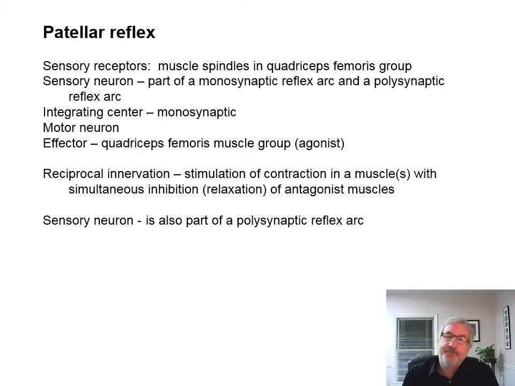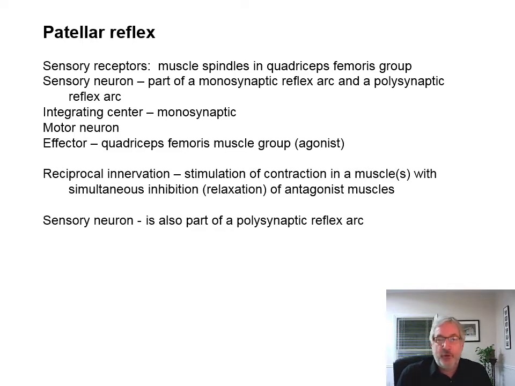Next slide. So we're going to look at the patellar reflex. The sensory receptors are muscle spindles in the quadriceps femoris, so the quads. Sensory neuron, it's a monosynaptic reflex arc and also part of a polysynaptic reflex arc. The integrating center is monosynaptic. There's a motor neuron. The effector is a quadriceps femoris group.